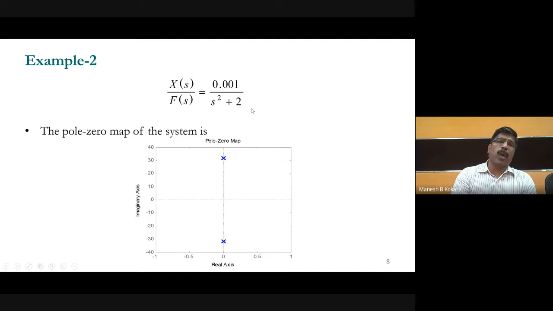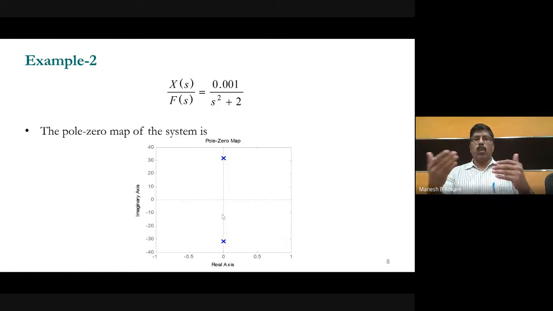If you equate that to 0, you will get two poles. So what will that be? s² is equal to -2, and then s will be equal to the square root of that, so you'll get two poles. One will be on the positive side and another on the negative side, and they lie on the imaginary axis.